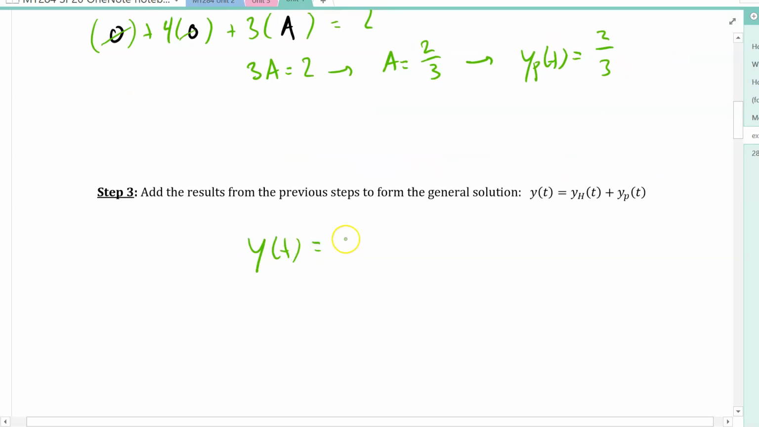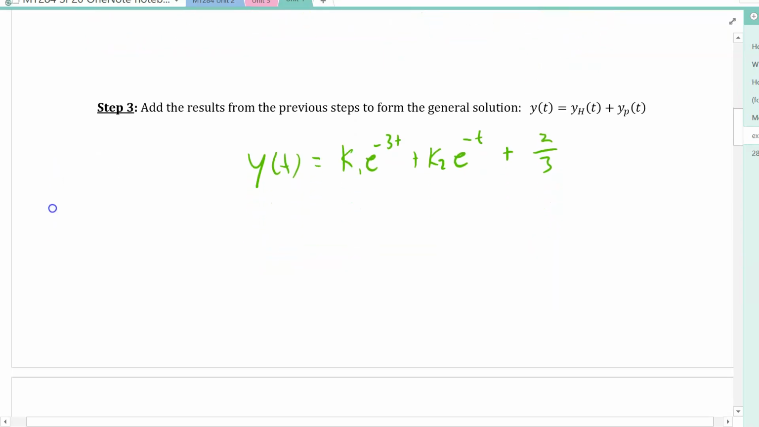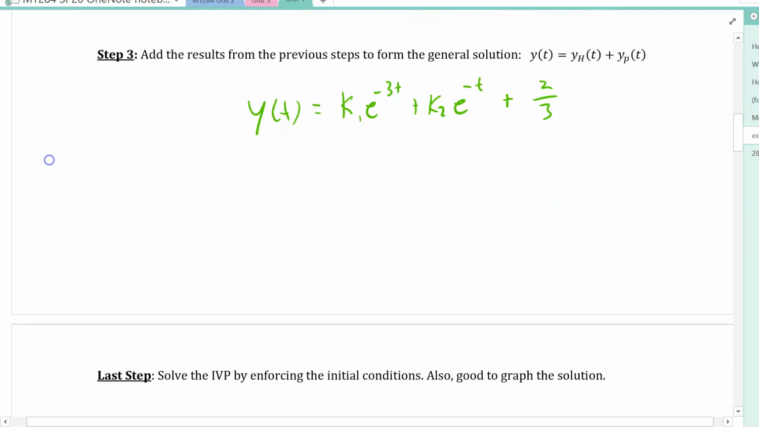It's going to be taking our result from step 1. The general solution we found in step 1 was k1 times e to the negative 3t plus k2 times e to the negative t, and then we're going to tack on our particular solution. Okay, now that's not quite it for this problem. The last step really would be to enforce the initial conditions.